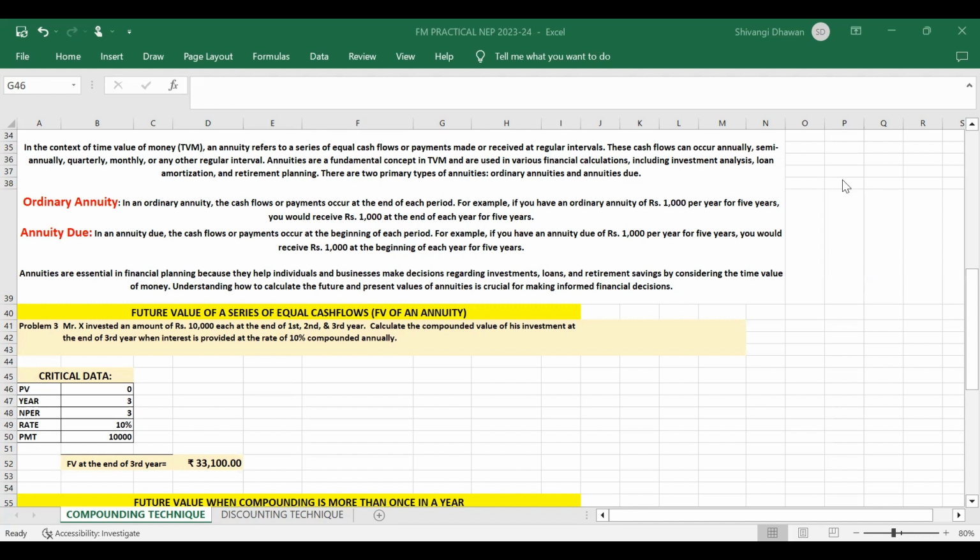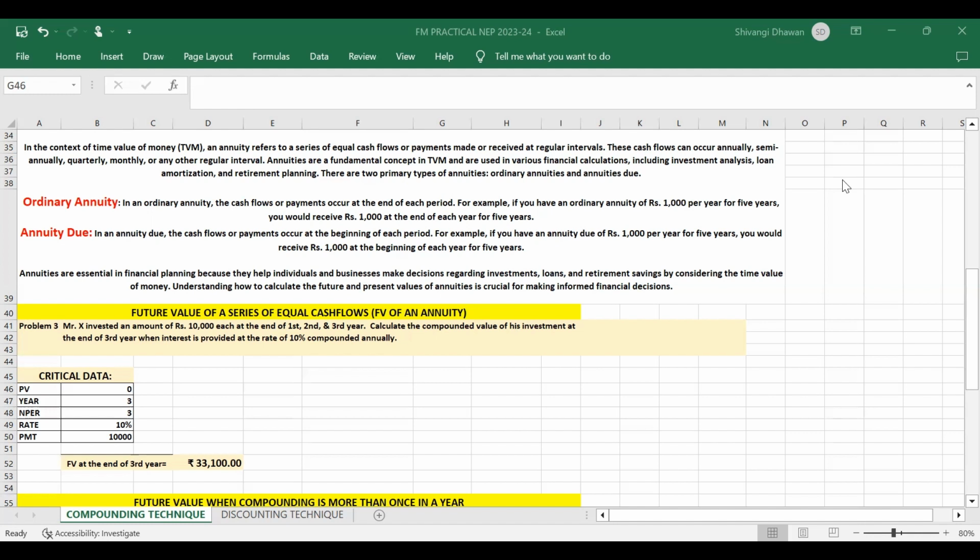Annuities are essential in financial planning because they help individuals and businesses make decisions regarding investments, loans, and retirement savings by considering the time value of money. Understanding how to calculate the future and present values of annuities is crucial for making informed financial decisions. So, in the current video, the first thing we will be discussing is calculating the future value of a series of equal cash flows, also known as calculation of future value of an annuity.